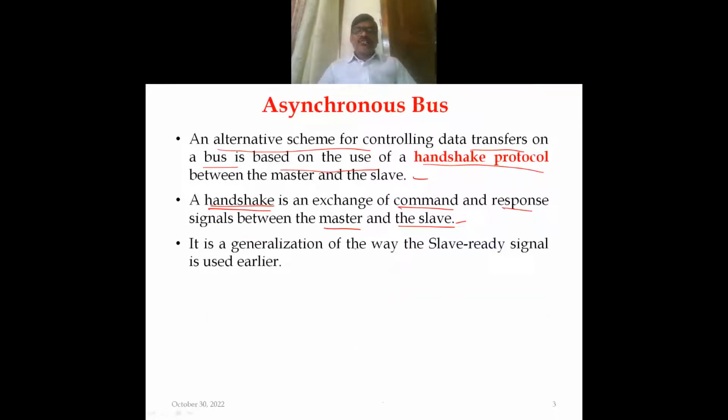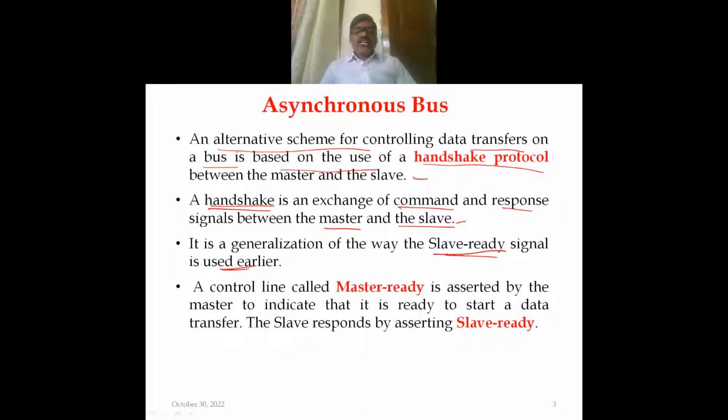So it is a generalization of the slave ready signal which was used earlier. In the synchronous bus we have used this slave ready signal. A control line called master ready is asserted by the master to indicate that it is ready to start a data transfer. Similarly, the slave also responds by asserting slave ready. So master ready and slave ready are the two important control signals transmitted by the master and the slave, so that they exchange this information, indicating that both master and slave are ready for data communication.